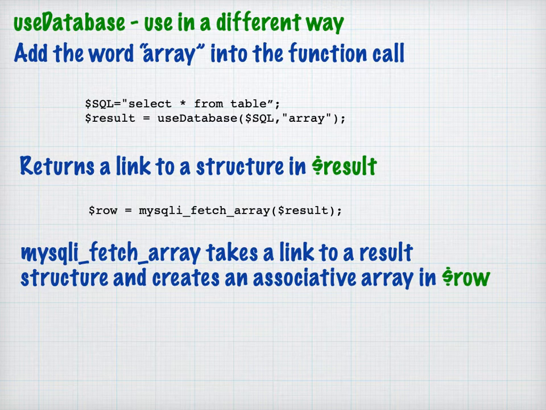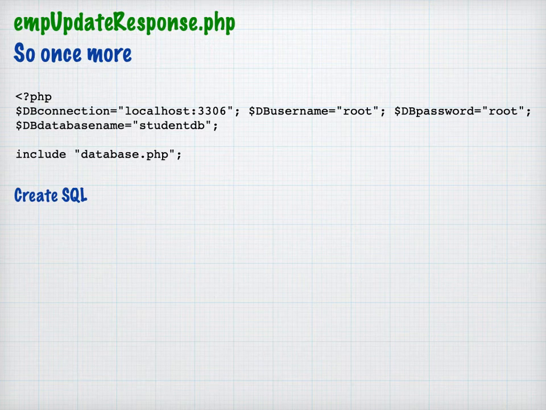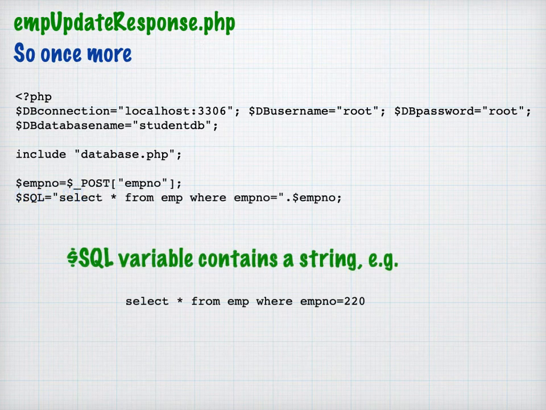What it actually does is it takes that internal complicated structural data set, whatever it is, and turns it into an associative array. And we've talked about associative arrays before. So let me go through that again, because it's a little bit complicated. What will happen is we'll create our SQL. So the $SQL variable has just got words in it at the moment, something like select star from emp where emp number equals 220. So that's a string. That's what $SQL contains.